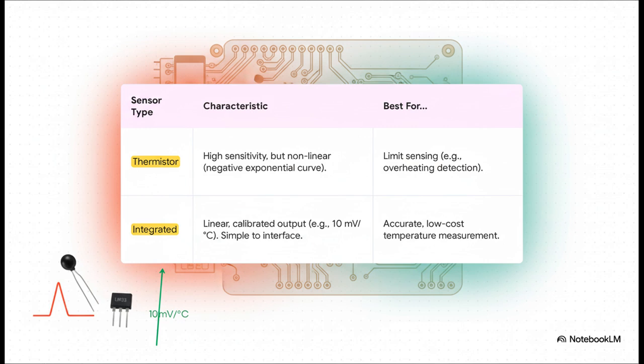Or we could go with an integrated sensor, like the famous LM35. It's perfectly linear, giving you a clean 10 millivolts for every single degree Celsius. For accurate, low-cost measurement, it's pretty much the go-to choice.